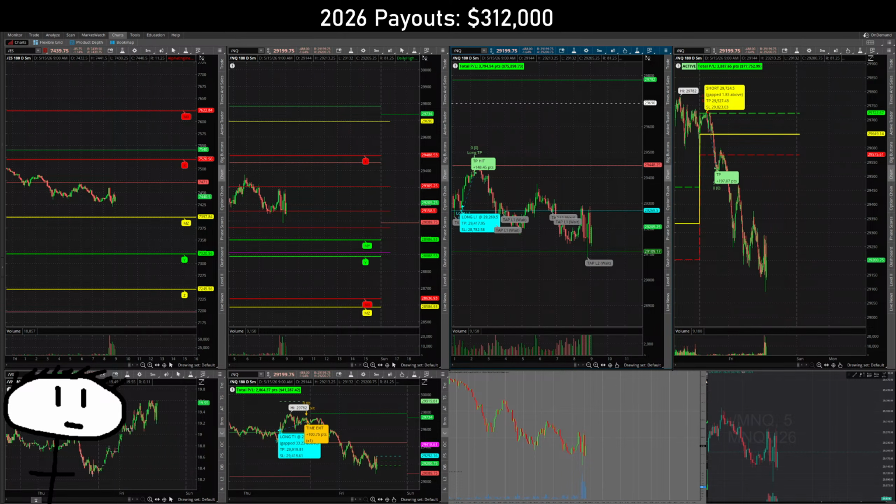Looks clean. Yeah, NinjaTrader is a lot cleaner, and it's just a whole lot better.